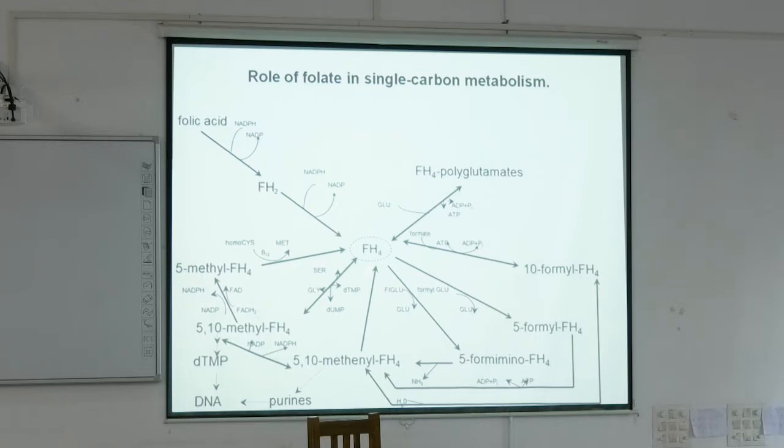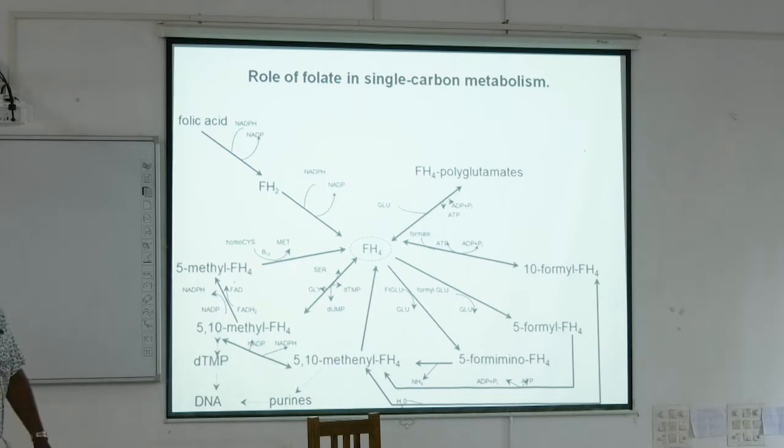If there is a block here, then the folate pool in the cell will not be replenished. So there will be a secondary folate deficiency. Although folate is there in the body, the cell will perceive that folate is deficient, because the folate pool has not been replenished by conversion from N5-methyl THF. Clear? Now this is very, very important, and this requires vitamin B12.